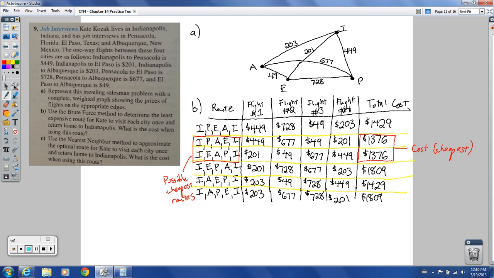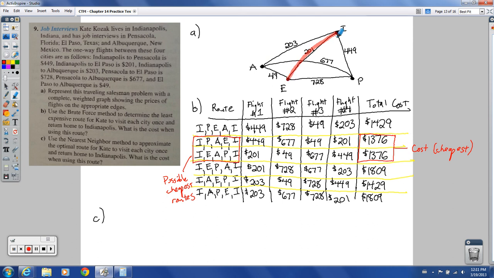And then finally, let's do the nearest neighbor method. So choice C, or part C. Nearest neighbor method, you're supposed to start at a certain vertex, which would be Indianapolis in this case, because she's starting and ending there. What's the cost for this route? So I'm going to draw this, I'm going to highlight over here, up here. So the cheapest way to go from here to any of these other cities would be from I to E. The nearest neighbor method would say to do that first, to pick the cheapest or shortest or smallest number first, and from there continue to do the same thing.